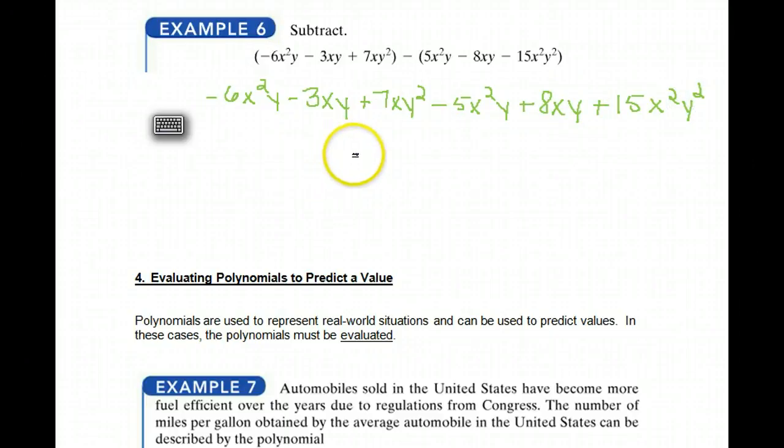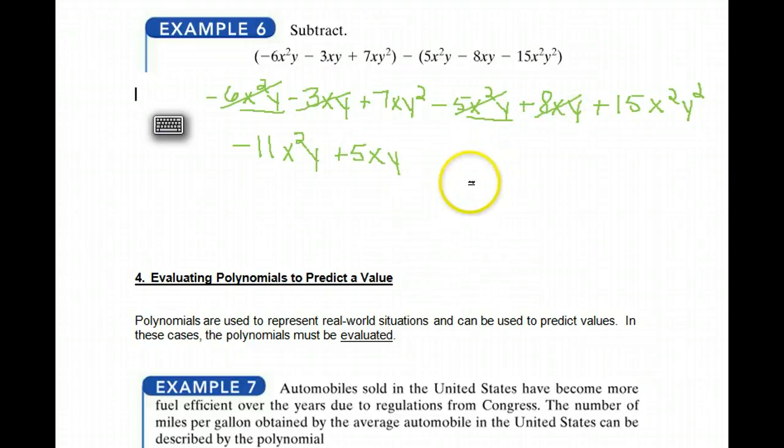The next step is to look for anything that is considered a like term. So we're going to start with x squared y's. The only other x squared y that we have is this one. So we have negative 6 minus 5, which gives us negative 11 x squared y. I'm going to cross those out so I know I've used them. Next, I will move on to my xy's. I have negative 3 plus 8, which gives me positive 5 xy. And I will cross those out so that I know I've used them.